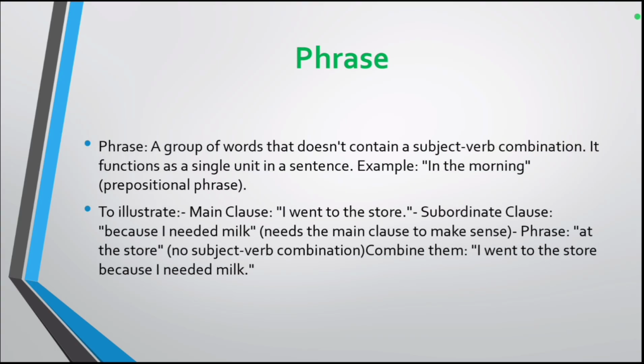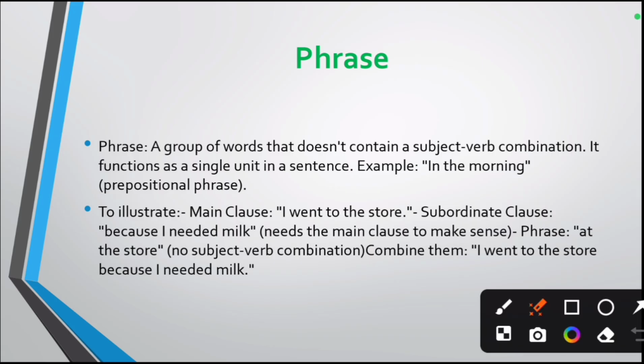Next one, phrase. As the situation came, that is why I am explaining this also. A phrase means a group of words that doesn't contain a subject-verb combination. It's not compulsory that the subject and verb should be there. For example, in the morning. See here, no verb is there. This type of combination is known as a phrase. Understood? I guess you guys are getting it.